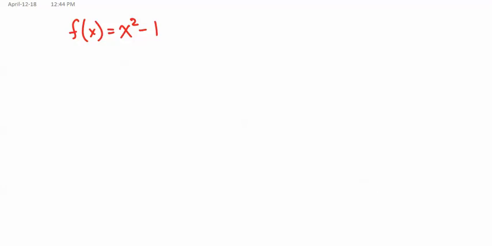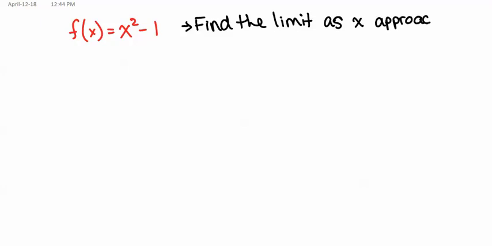Okay, let's talk about limits and equations. So we've got this equation right here. Let's say we want to determine the limit of this function. We want to find the limit as x approaches 2. We don't have a graph to look at, so we can't trace a line.